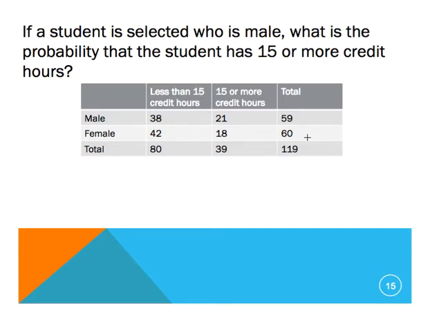Okay, let's take a look at this question here. So this is a probability question. It says, if a student who is selected is male, what is the probability that the student has 15 or more credit hours? So in this case, they tell us that the student is male. So if you guys recall, when we did conditional probability, the if or the given helped us create our denominator. So if you think about probability as a fraction, we're going to just have total males in the denominator. And if you look at the total males, we definitely have 59 total males, so that's going to be my denominator.